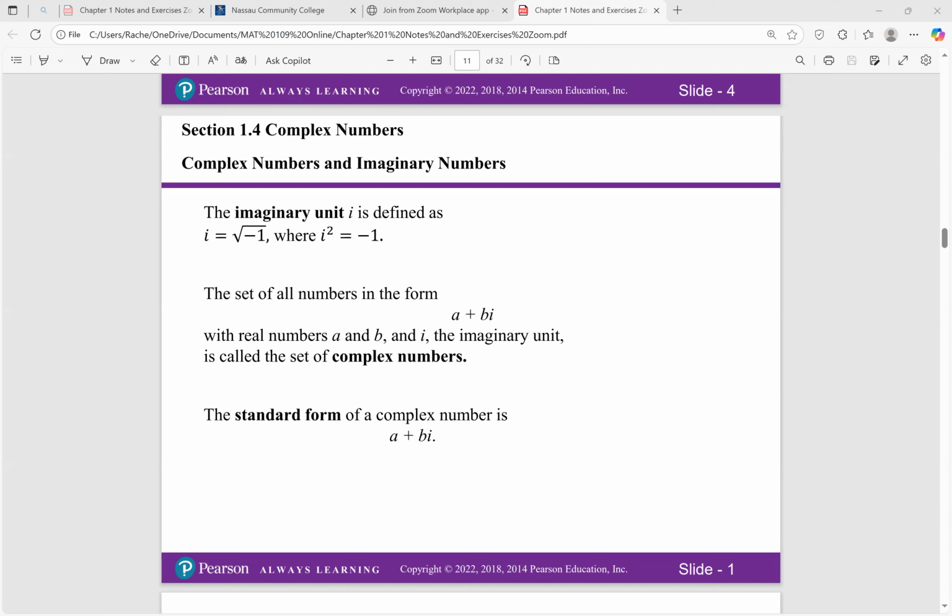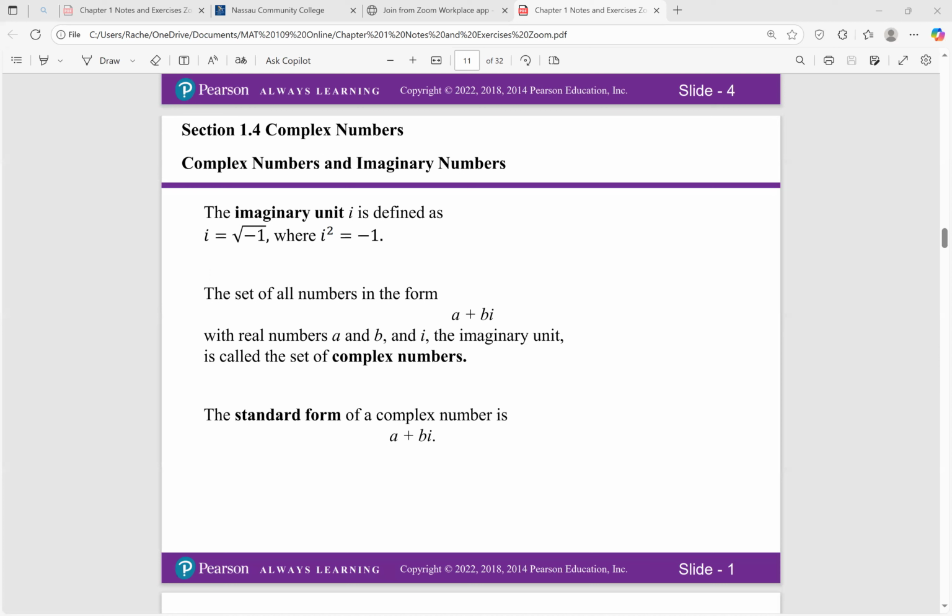Because remember, when we take the square root of a value, that value can't be negative, right? There's nothing we could square that's going to result in a negative number. So the square root of a negative number is imaginary. The imaginary unit i is defined as the square root of -1. And if we were to square i, which would be the square root of -1 times the square root of -1, it would be equal to -1. So i squared is equal to -1.